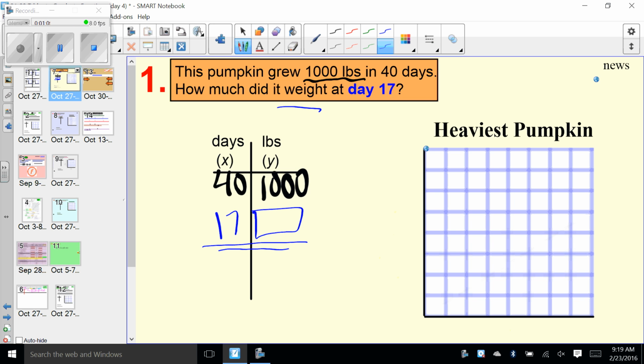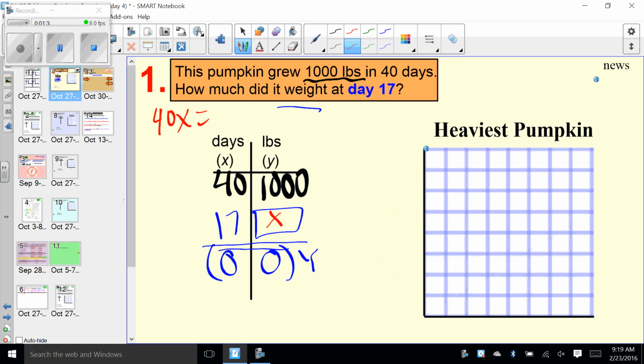First thing I'm going to ask is whether or not this is proportionate. So does it start at 0, 0? Is it true that on day 0 the pumpkin weighs 0 pounds? Yes, that's totally correct. 0, 0, yes, it's proportionate. And because it's proportionate, we can take cross products. So we would end up having 40x equals 1,000 times 17.